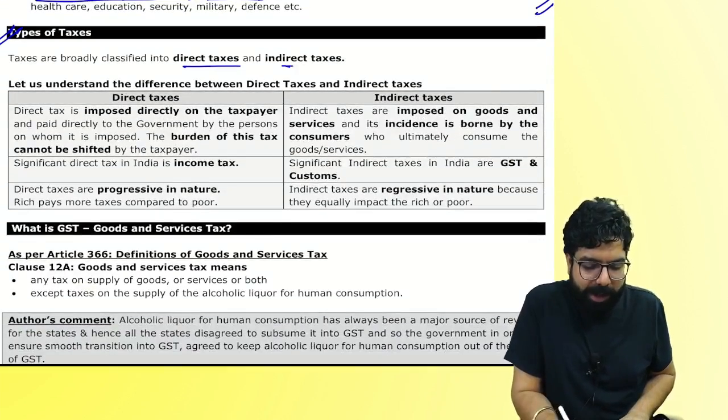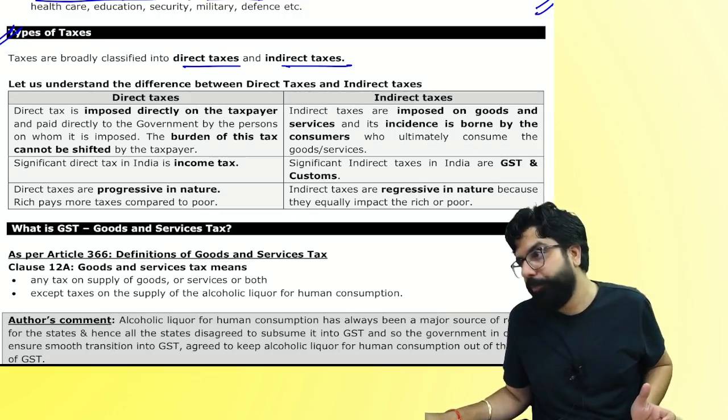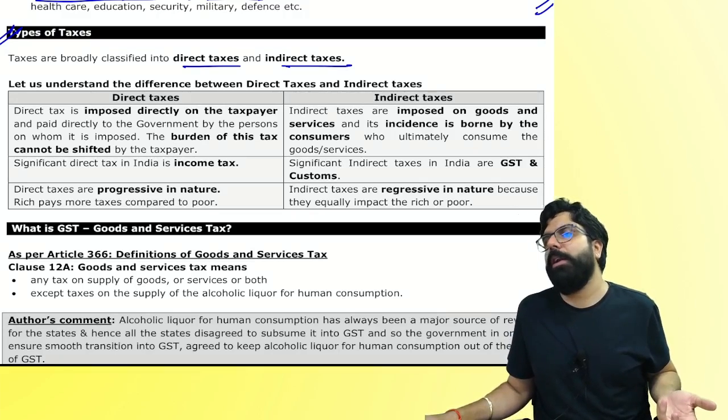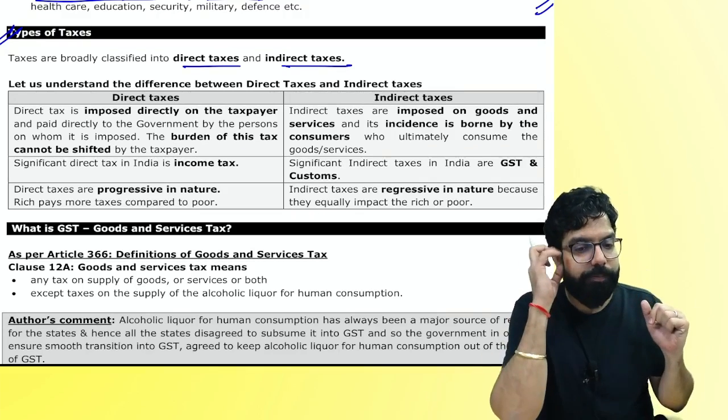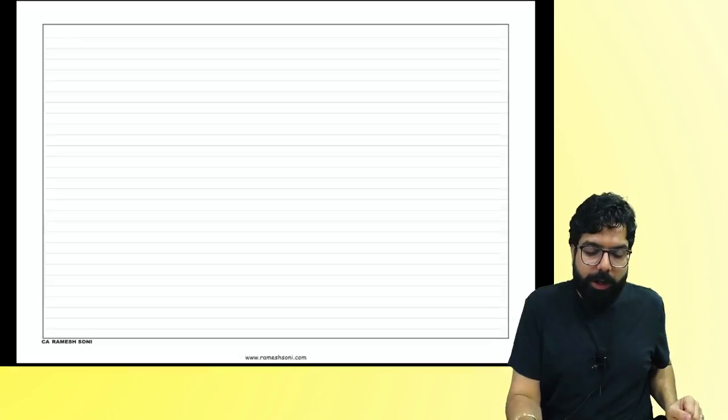Different types of tax: direct tax and indirect tax. Again, at intermediate level, they can ask a question, but not at final level. What is the difference between direct tax and indirect tax? Direct tax, what happens, everyone? What happens in direct tax?